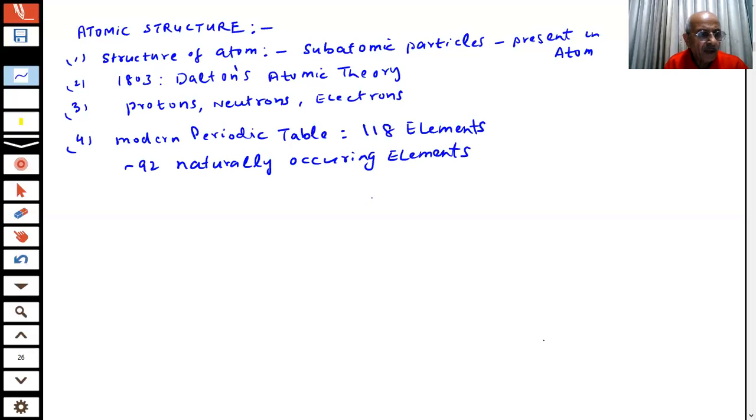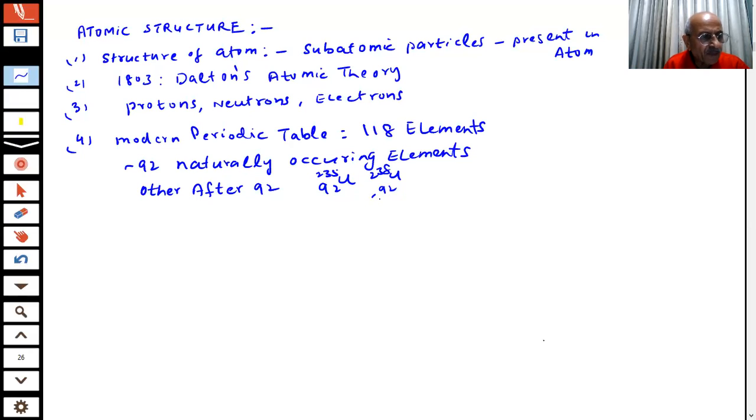Then where have the others come from? After 92, the last natural element is uranium. Uranium has two isotopes, U-235 and U-238. Uranium is a very important nuclear fuel. It is used in nuclear reactors and nuclear reactions, both for atomic bombs as well as for producing atomic energy. You are aware of that. It is a very useful nuclear fuel.